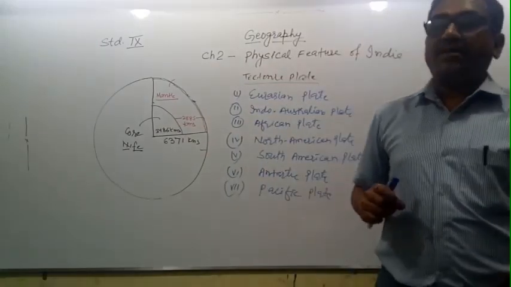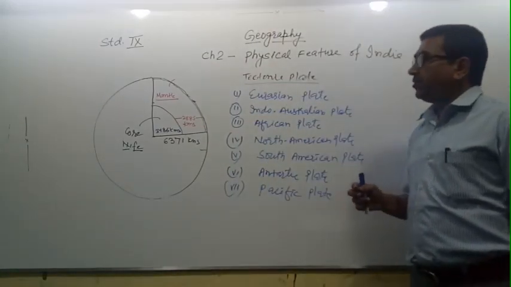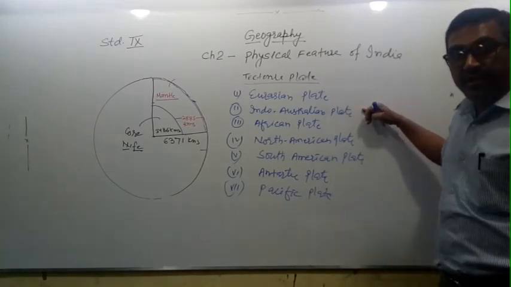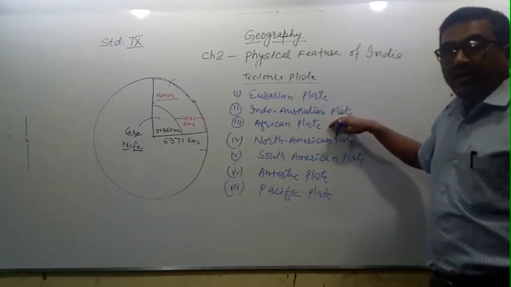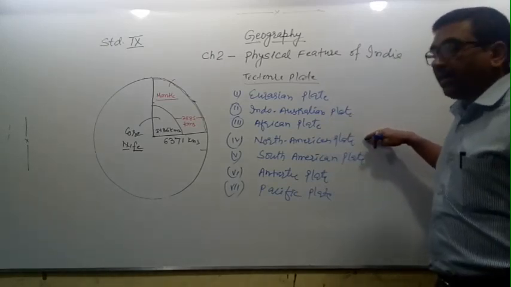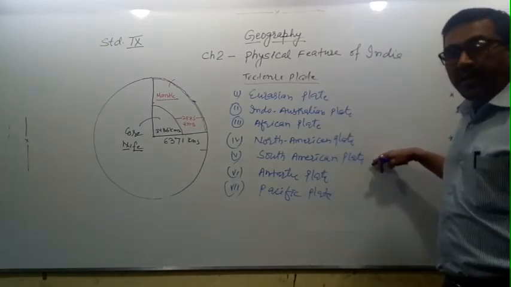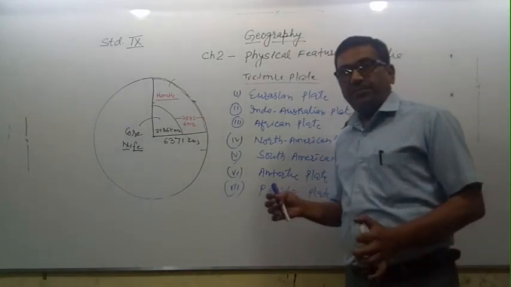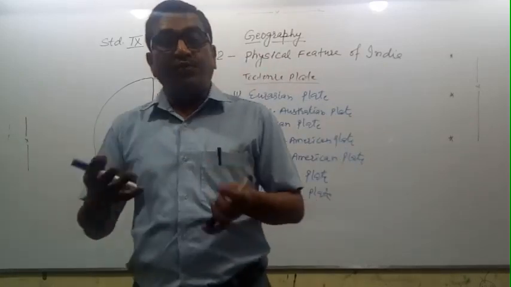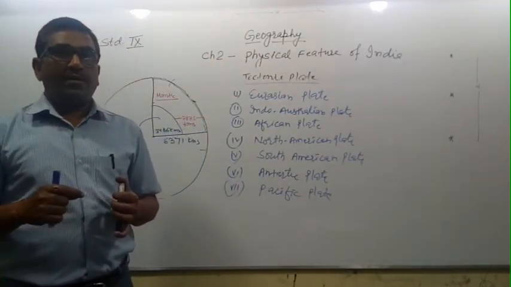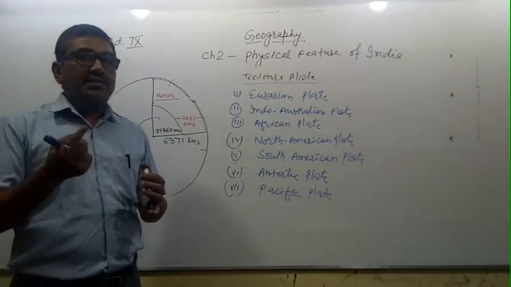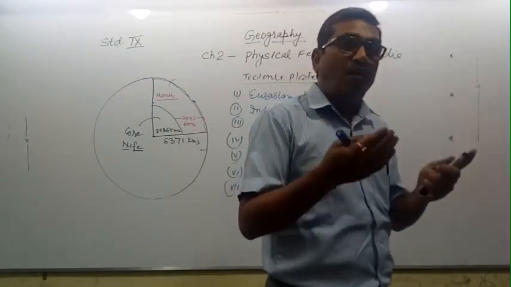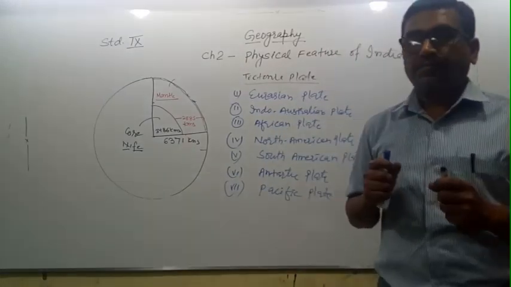The important plates that we have got, which are the important plates? We have got the Eurasian plate, the Indo-Australian plate, the African plate, the North American plate, the South American plate, the Antarctic plate, and the Pacific plate. These plates move. And when these plates move, different types of structures or features are formed.